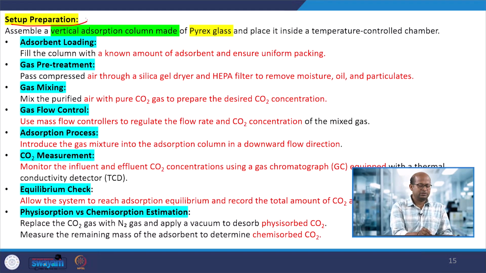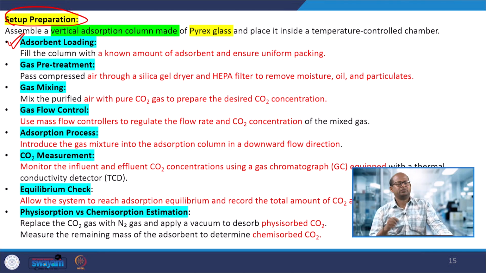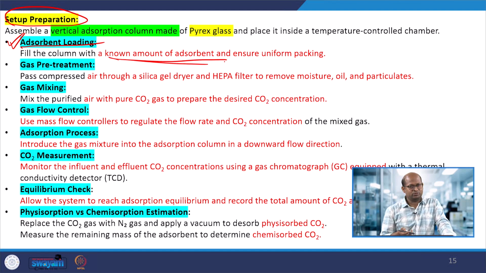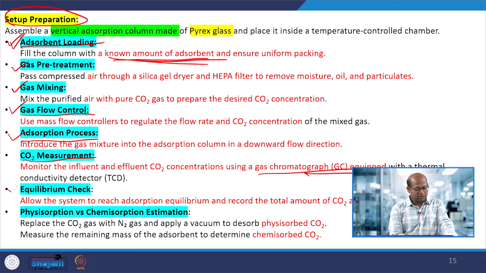So, here is the preparation of the setup and the step-by-step experiments we can conduct to adsorb CO2 from air-CO2 mixtures or any particular mixtures we prepare, and in lab scale we can do the study. First, adsorbent loading: a known quantity of adsorbent, the amine-modified CNT, we can take. Then gas treatment, gas mixing, and gas flow rate control with the help of mass flow controllers, and then adsorption and CO2 measurement with the help of a gas chromatograph using TCD detectors.